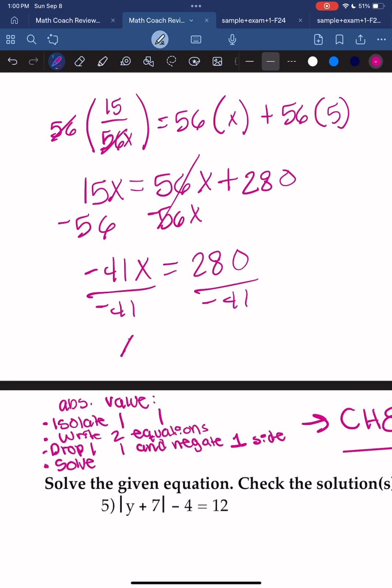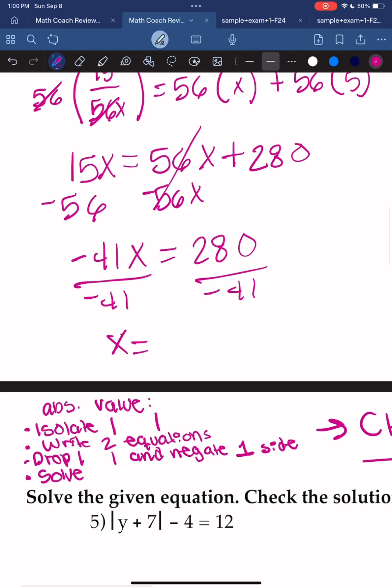So in this case, x is going to give us negative 280 over 41. Nice.